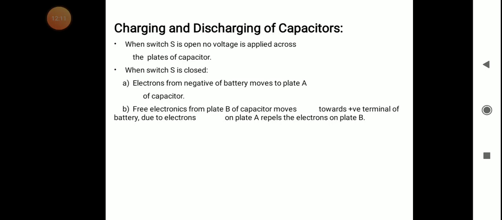When the switch is closed, electrons from the negative of the battery move to plate A of the capacitor. After that, the free electrons from plate B of the capacitor move towards the positive terminal of the battery, because the electrons on plate A repel the electrons on plate B.